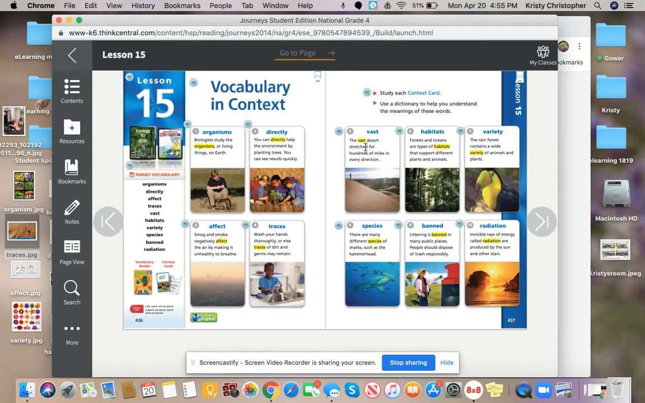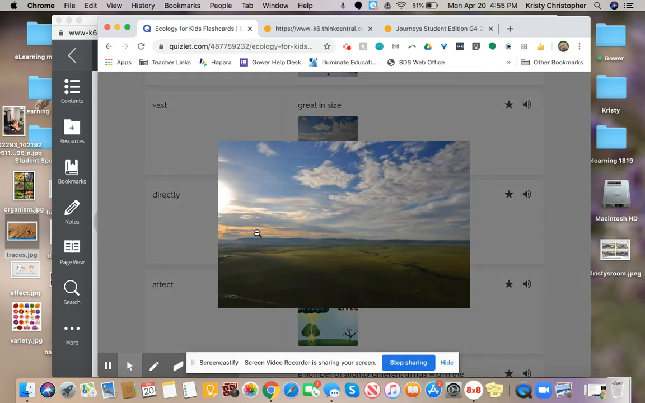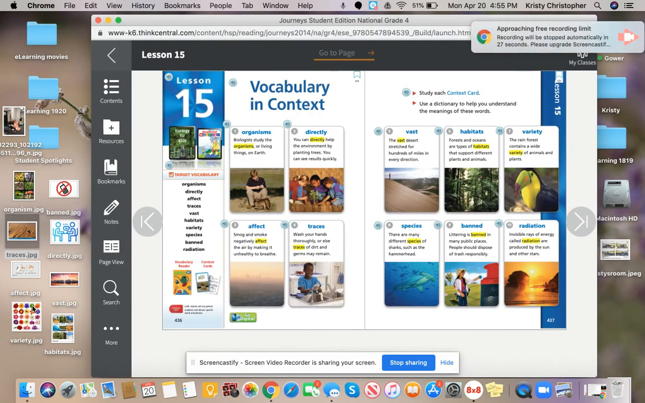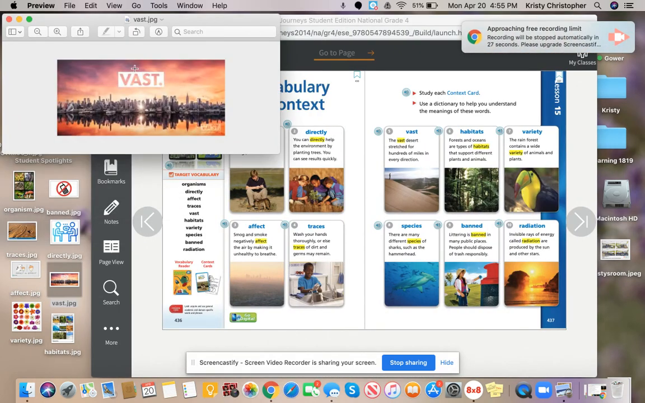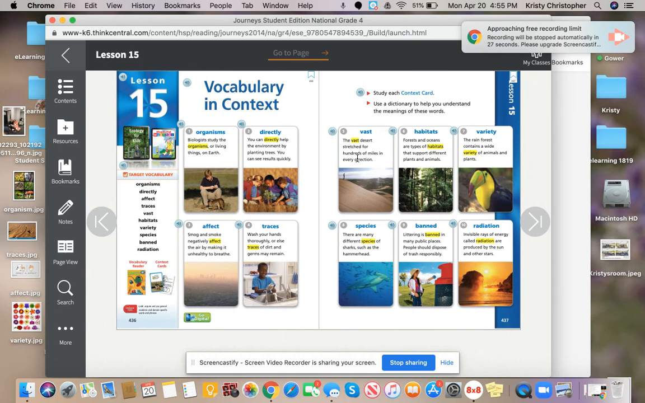On to number five, vast. The vast desert stretched for hundreds of miles in every direction. Vast is simply large, big. It covers a ton of space, great in size. Look at this picture that covers this vast amount of land. It's beautiful because we see so much. Here's another picture of something that is vast. This covers a vast amount of city space. So vast is a lot of space.